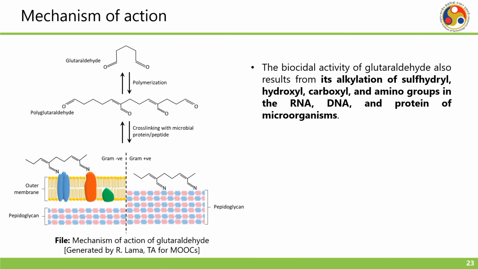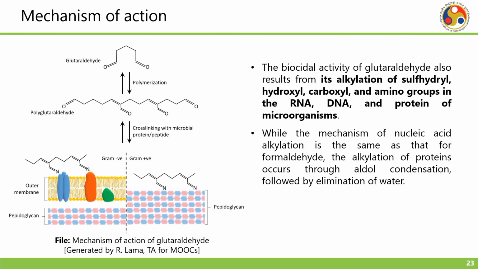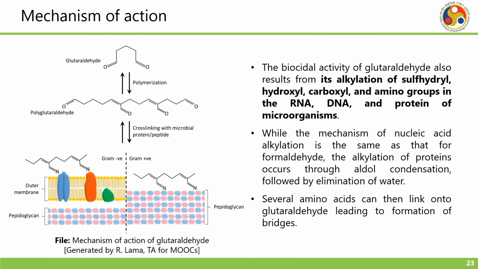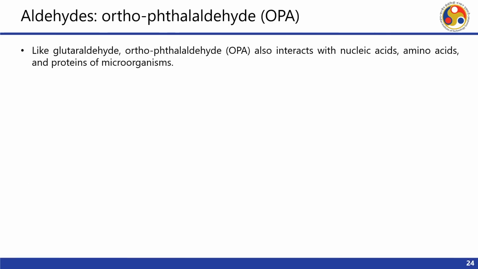So, briefly, the biocidal activity of glutaraldehyde also results from its alkylation of sulfhydryl, hydroxyl, carboxyl and amino groups in the RNA, DNA and protein of microorganisms. The mechanism of nucleic acid alkylation is the same as that for formaldehyde. The alkylation of proteins occurs through aldol condensation followed by elimination of water. Several amino acids can then link onto glutaraldehyde leading to formation of bridges.